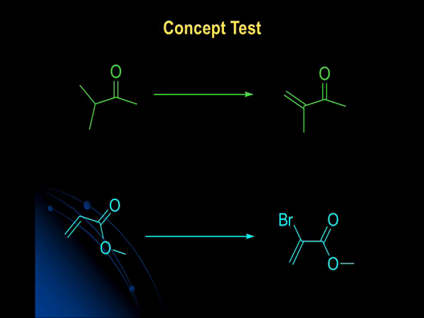So, take a moment, work with your partner, solve these two problems for me. How do we convert the ketone to the alpha-beta unsaturated ketone? And then on the bottom, how do we convert the alpha-beta unsaturated ester into this halogenated ester? You have all the tools in your toolbox to solve these problems.